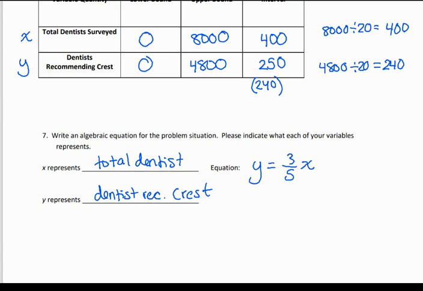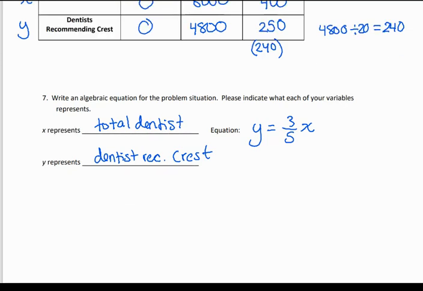So let's just do another example. What if the problem dealt with a ratio of 4/7? Then my equation would be y equals 4/7 x. Exactly. If my ratio was 2/9, then my equation is y equals 2/9 x. Okay, so keep that in mind.